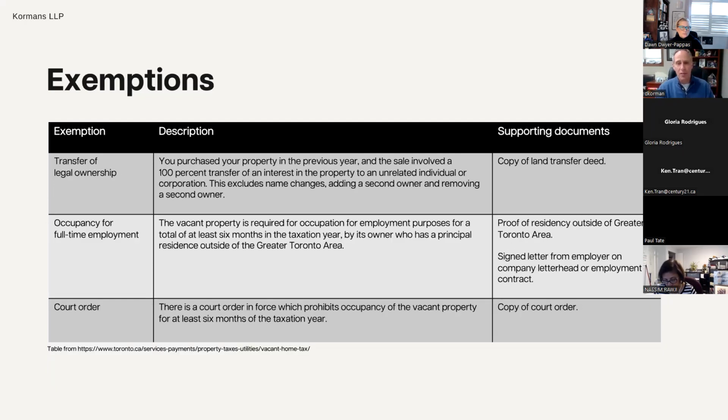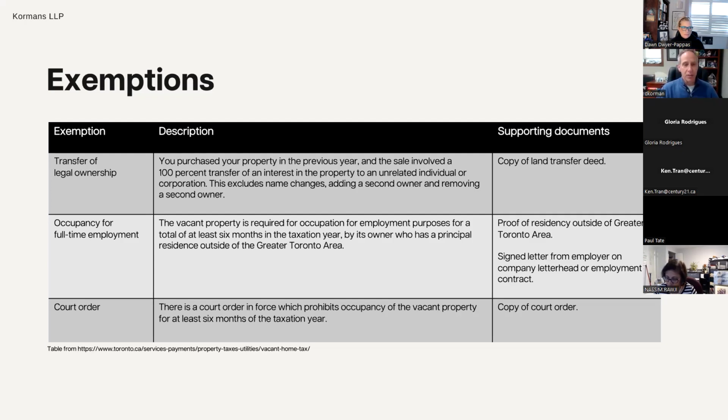Okay, if it's a transfer of legal ownership exemption, they're going to want a copy of the land transfer deed to see when the property was acquired. And was it 100% transfer of the ownership and a bona fide transfer to an unrelated person, or was it a transfer just to try and avoid paying the tax? So they're trying to anticipate potential ways people are going to try and get around that.